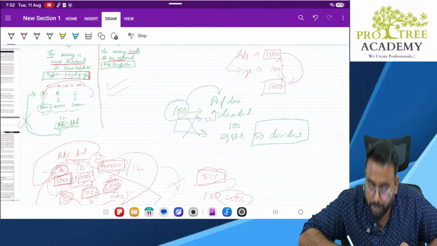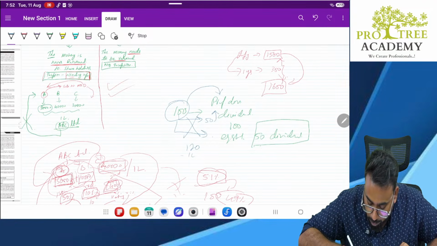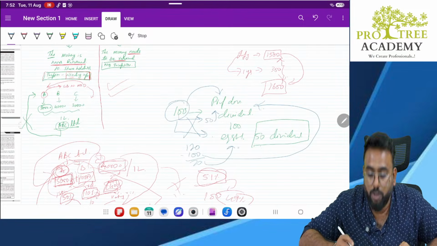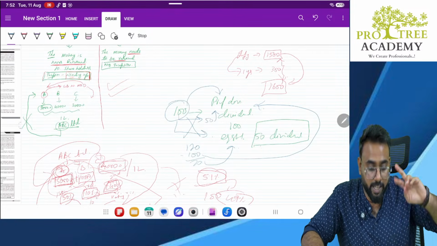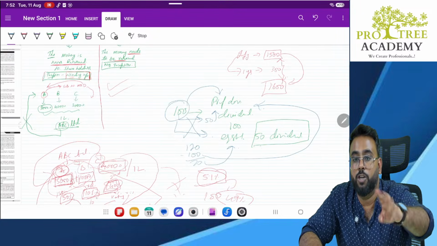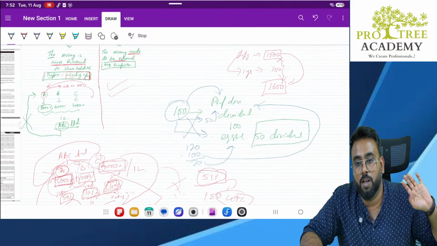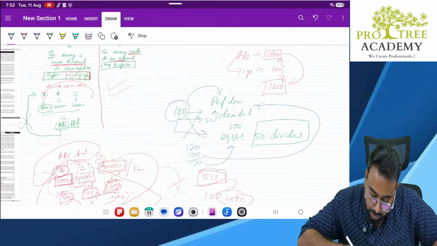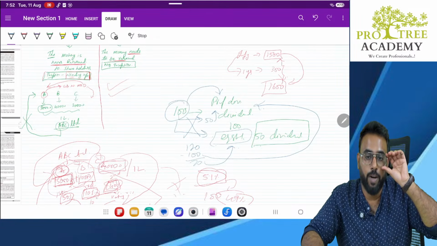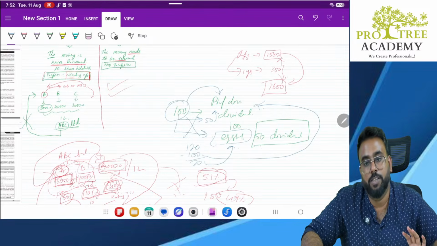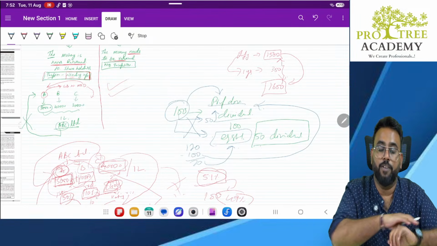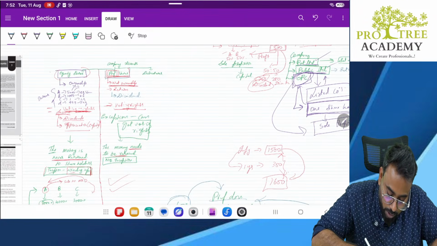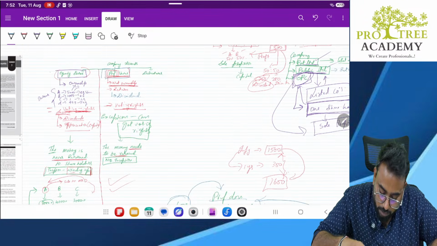Suppose I have 120 rupees as profit. First you pay 100 rupees to preference shareholders, then the remaining 20 is there, and out of that you can pay equity shareholders. Are you seeing? Even here, preference is given to preference shareholders, not to equity shareholders. First priority, first preference is given to the preference shareholders. That is why they are called preference shareholders. Clear? But always remember, they will never become owners of the company.